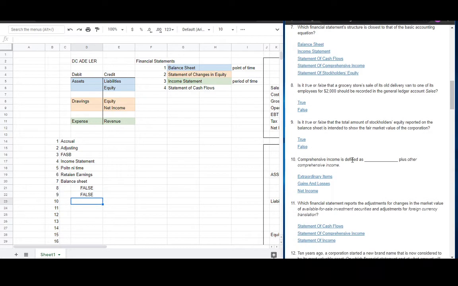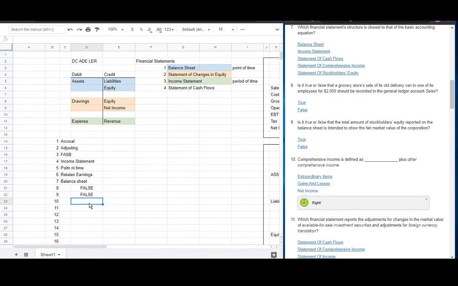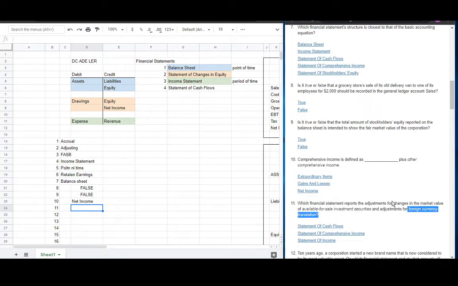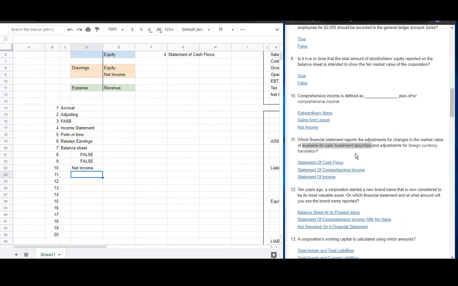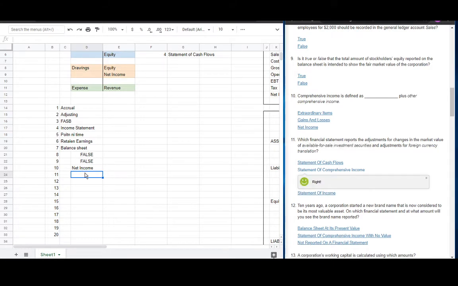Number 10, let's continue. Comprehensive income is defined as net income plus other comprehensive income. And so what is other comprehensive income? It is the amounts that we have acquired when, for example, in foreign currency translation or changes in the market value of available for sale securities. And so those are other comprehensive income. Or for example, fire loss. And number 11, continue. This is the comprehensive income.